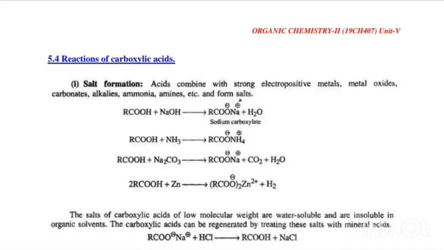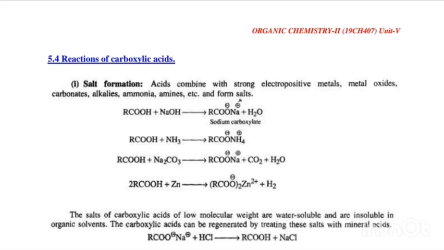In this video, we are going to see the reactions of carboxylic acids. The carboxylic acid group is nothing but a COOH group. It is an acid because any chemical compound which readily gives H plus ions is called an acid. According to this concept, our carboxylic acid group, COOH group, is readily giving H plus ion. That is why it is called an acid.